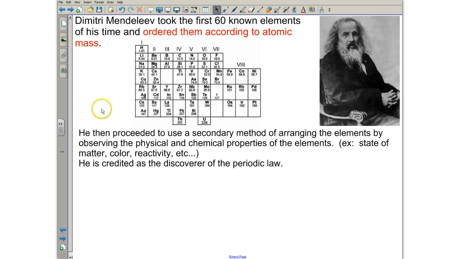The second way that he organized the periodic table was based on the physical and chemical properties of the elements, particularly their states of matter, color, reactivity, and other properties. He put them in vertical columns or groups based on their properties. So because these are in a vertical group with each other, it means they have similar chemical and physical properties. Same thing with the second group and the third group and so on.